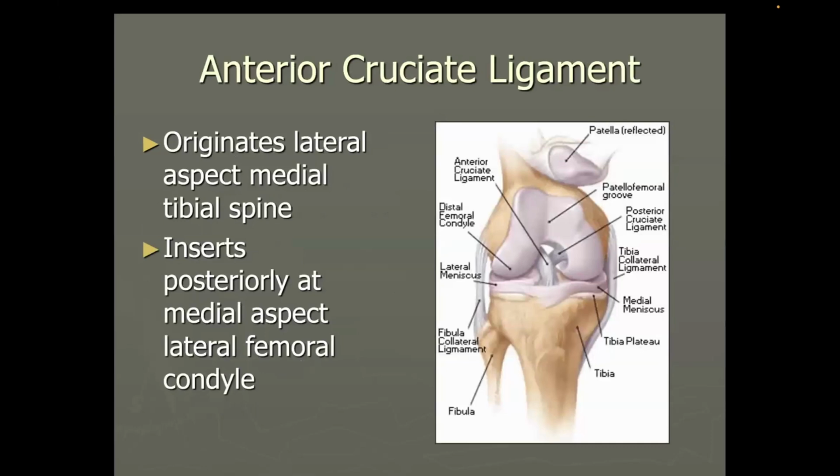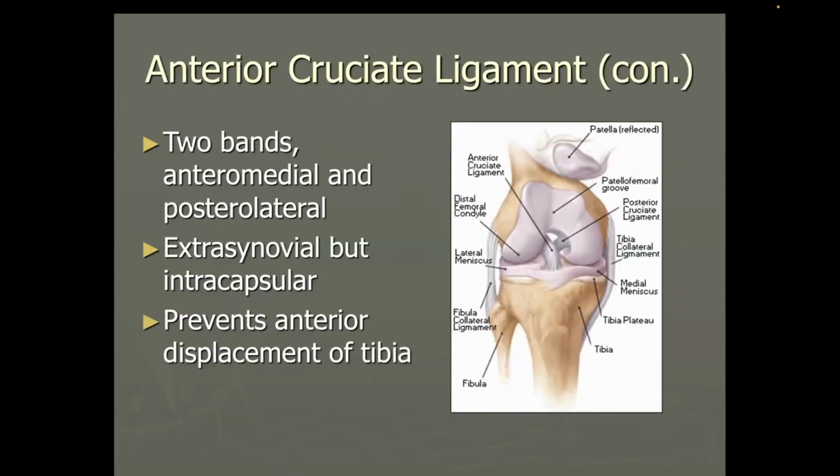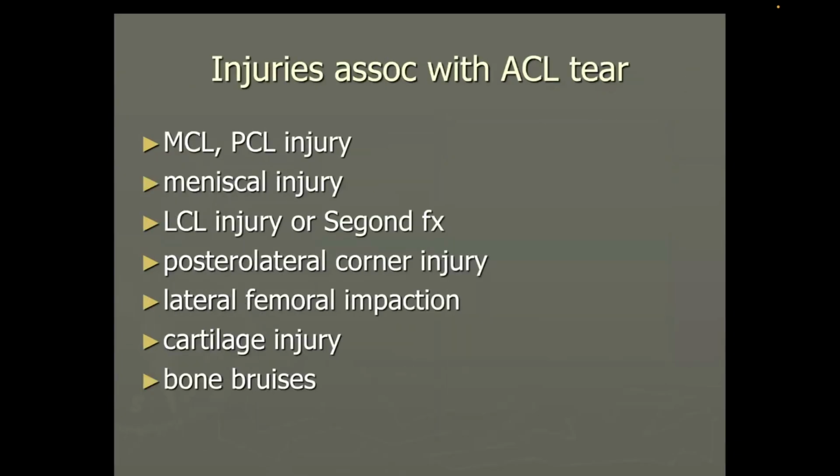What about the ACL? As we know, it originates on the lateral aspect of the medial tibial spine and inserts posteriorly at the lateral femoral condyle. Two bands. It's extrasynovial but intracapsular. It prevents anterior displacement of the tibia. Associated injuries can be MCL, PCL, meniscus, and LCL injuries, with Segond fractures, posterolateral corner injuries, lateral femoral impaction-type injuries, cartilage injuries, and bone bruises.